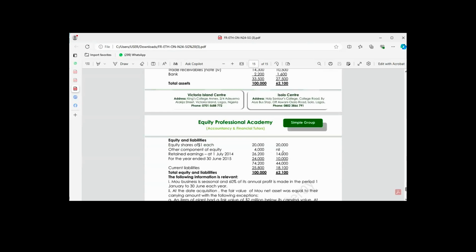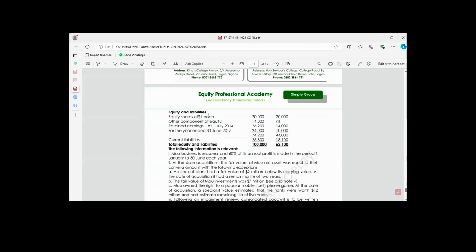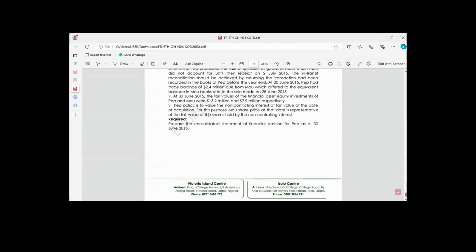What is the group policy? The nominal value is 1 naira. What is the group policy? I'll go and check. PEP's policy is to value the non-controlling interest at fair value at the date of acquisition. For this purpose, the share price at the date of acquisition is representative of the fair value of shares held by the non-controlling interest. So immediately you see in any question that they give you a market price per share of the subsidiary, it's an indicator that NCI is valued at fair value. So you go and confirm it.